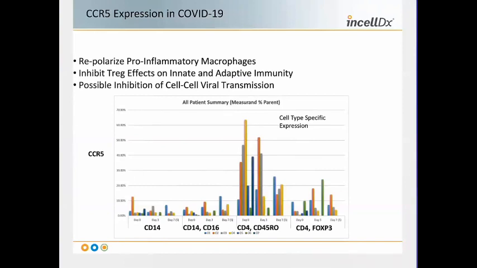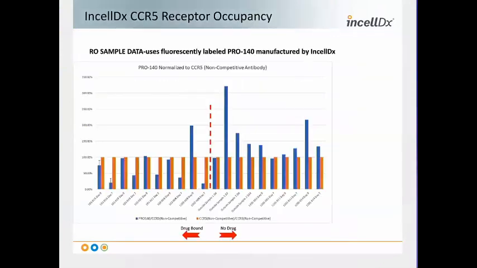Receptor occupancy is all about dosing, and has nothing to do with any virus or anything other than what dose do we use so that we inhibit the Treg cells from shutting off the immune system, but don't completely inhibit the effector T cells that are needed to fight off either COVID or virally infected cells or cancer.